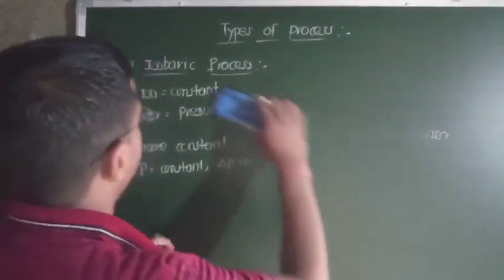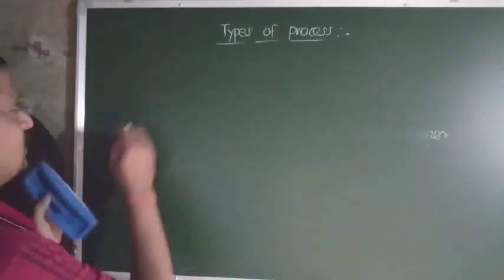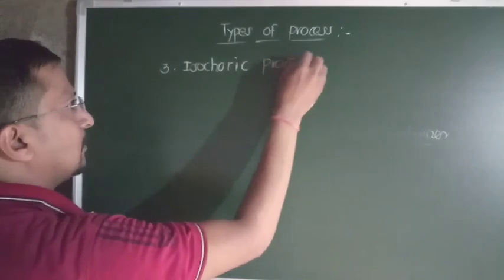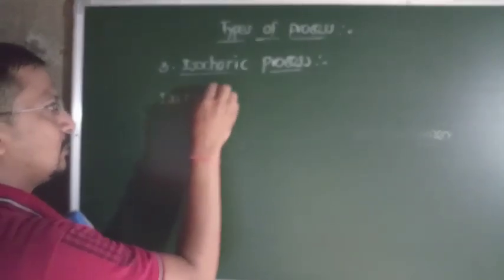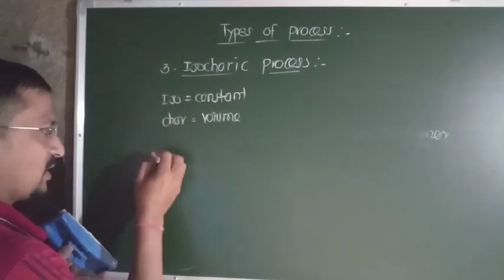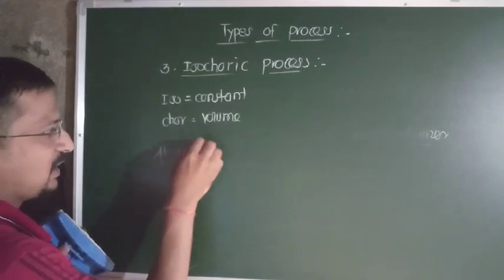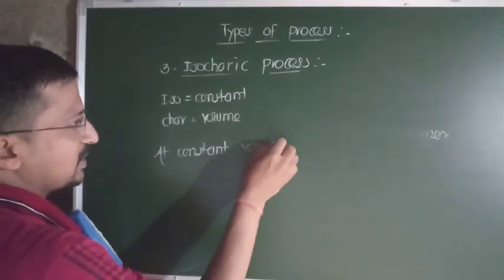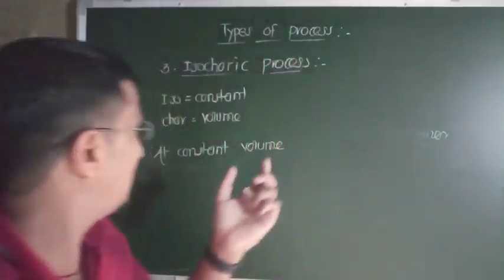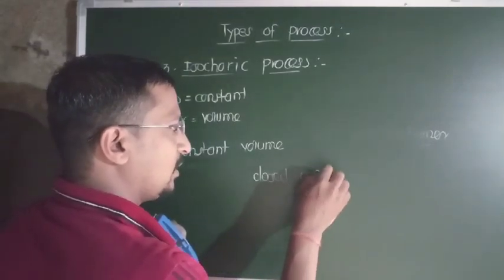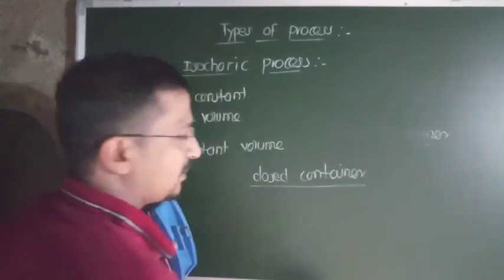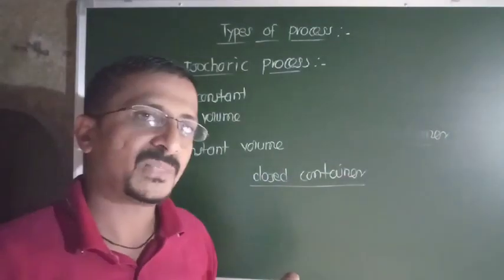Okay. Then next, third one, the isochoric process. Now the isochoric process again: iso in the sense constant, and chor in the sense volume. So the process which is carried out at constant volume is called an isochoric process. And that is all chemical reactions which are carried out in a closed container. जेवढे closed container मध्ये reactions आपण carry करणार, conduct करणार, they all come under the isochoric process.